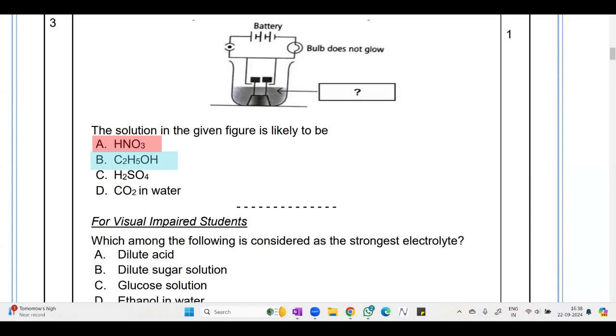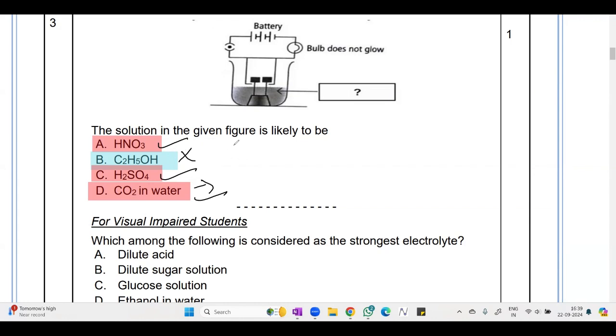But as I can see for the other options, again this is an acid. Carbon dioxide dissolved in water is carbonic acid, which is found in aerated drinks like Pepsi, Coke, and all. So this is carbonic acid, and we can say this will conduct electricity. Sulfuric acid conducts electricity. Alcohol does not conduct electricity.